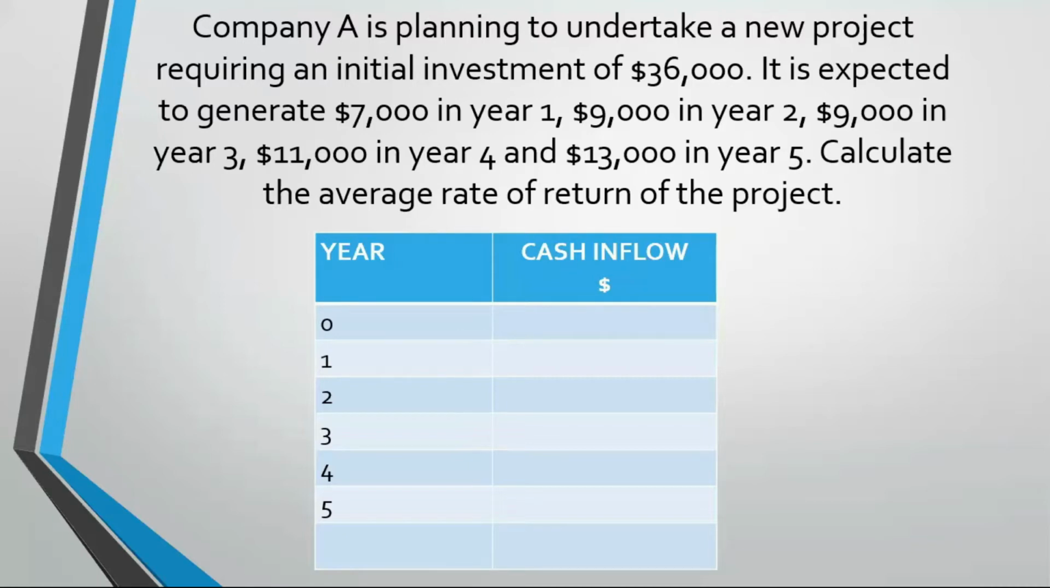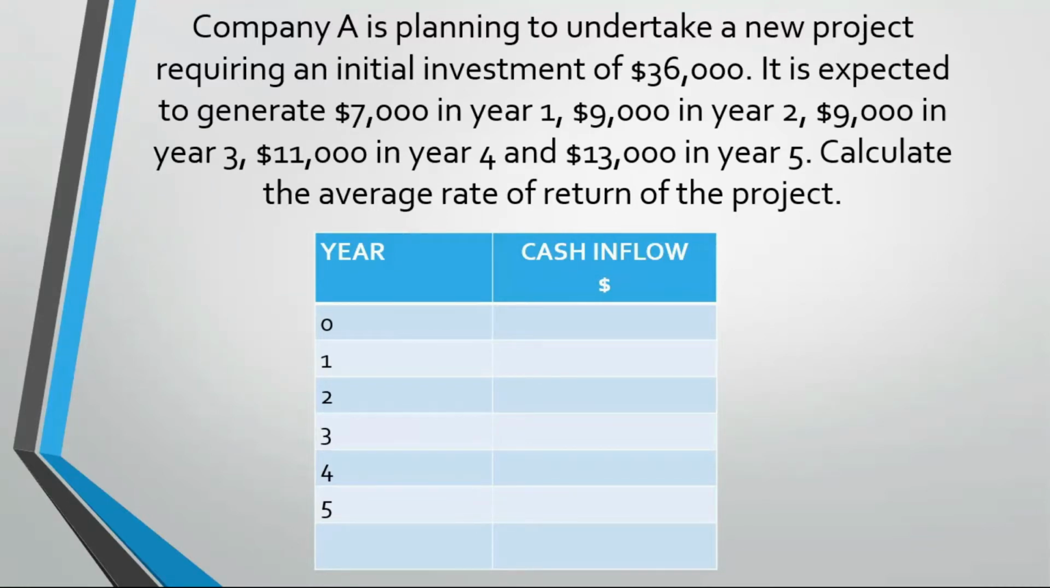Company A is planning to undertake a new project requiring an initial investment of $36,000. It is expected to generate $7,000 in year 1, $9,000 in year 2, another $9,000 in year 3, $11,000 in year 4, and $13,000 in year 5. Calculate the average rate of return of the project.